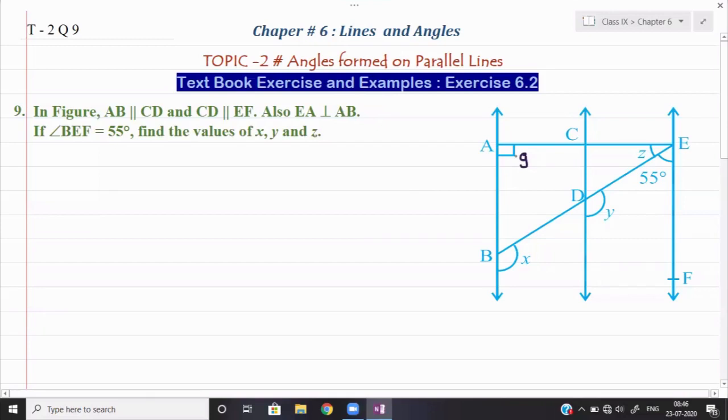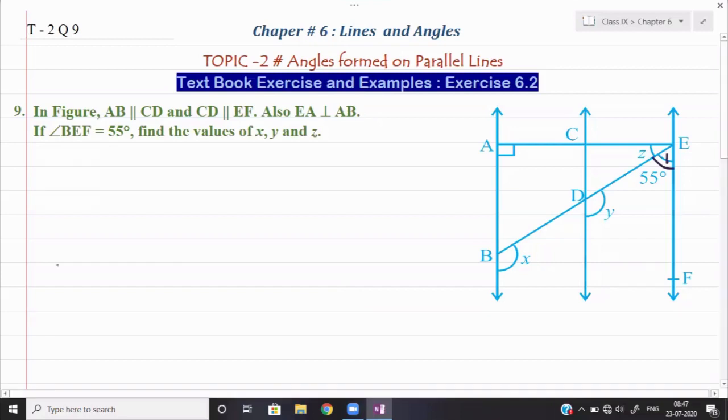One thing. Okay. Now they are saying angle BEF. If I show you BEF, see, we shall start with B, then we'll go to E, and then we'll come to F. So BEF, this angle they are talking about. This angle. Okay, so this angle is given to us as 55 degrees. We shall say this angle is angle number 1. Then we have to find out the value of X, Y and Z.